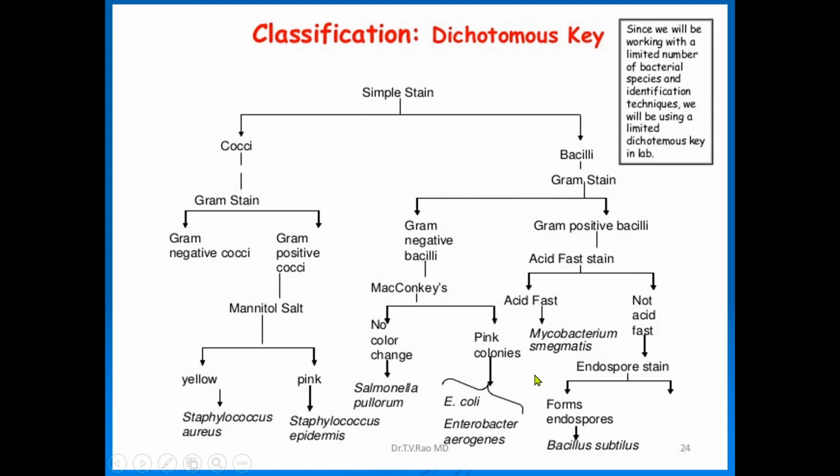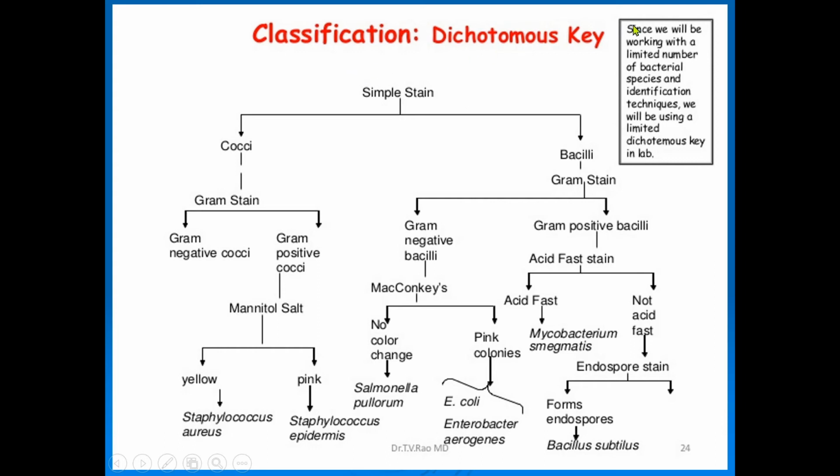You'll need a lot more tests to ensure a better identification. So if it's gram negative, you use MacConkey to see whether the bacteria ferments lactose. If it ferments lactose, it becomes pink. If not, there's no color here. So this is a very general dichotomous key for both gram-positive and gram-negative isolates.